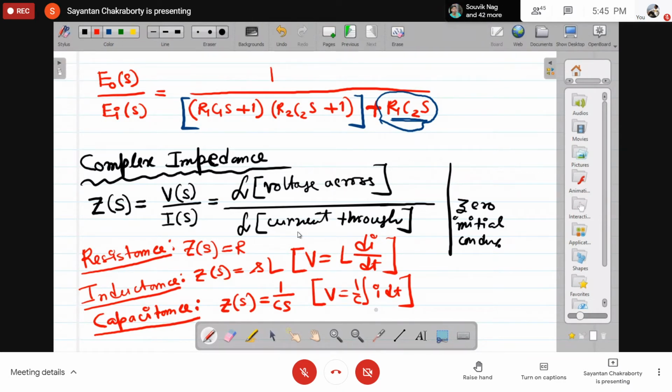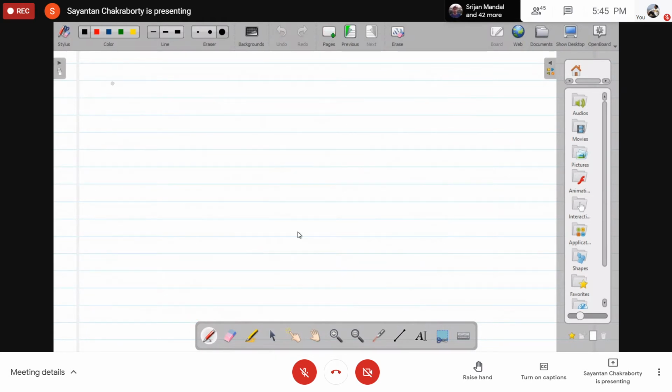How? Let us see an example. Suppose we have two complex impedances connected in this manner.